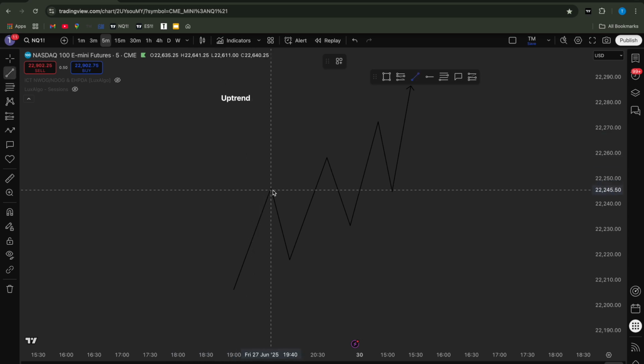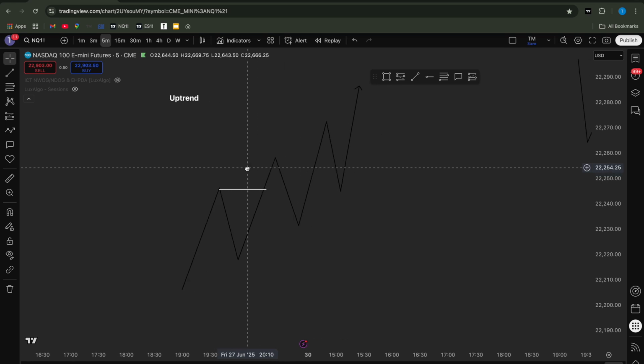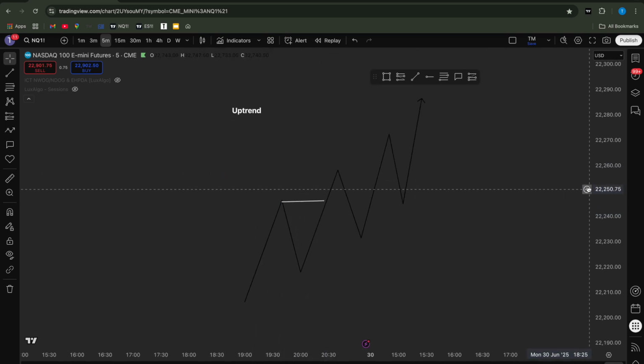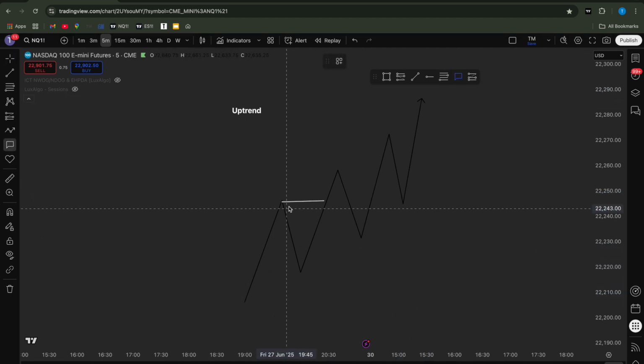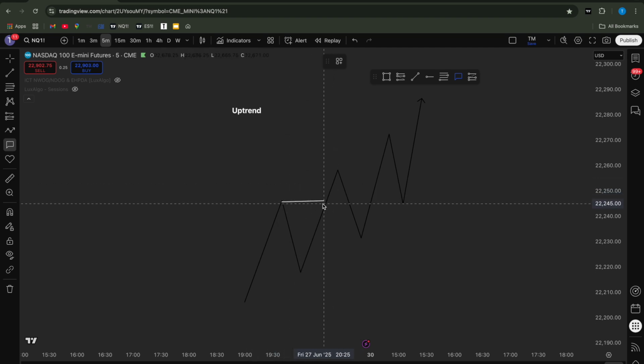Does that make sense? I remember when I learned this, it just gets a bit confusing, doesn't it? The higher low, lower high, all of that. There's just too many highs and lows, but you'll get what I mean. So how to identify an uptrend? A low, a high, a higher low, and then a higher high. So the low does not break the previous low, and the high does break the previous high.